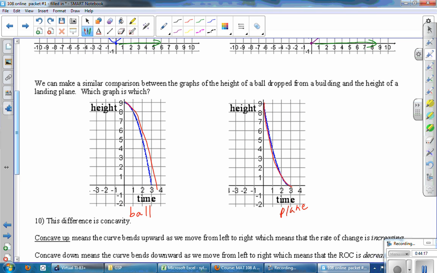So of these 2 graphs right here, one is concave up and one is concave down. The one that's concave up is the one that is bending upward as you go from left to right. So pause the video, see if you can identify which graph is concave up, bending upward from left to right, and which graph is concave down, bending downward from left to right, and come back when you're done. Okay, hopefully we see that this first graph is concave down. It is bending downward from left to right, and this graph is bending upward. So it is concave up.